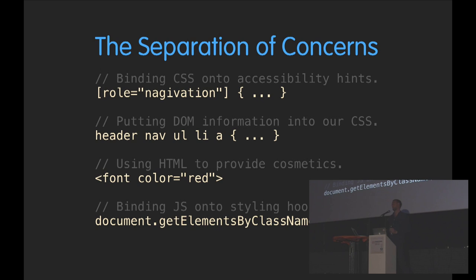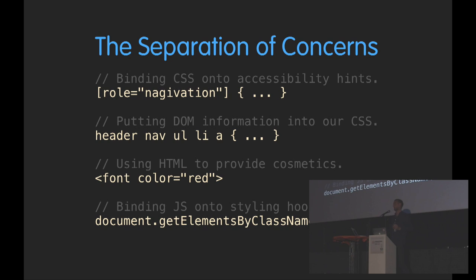The second one, putting DOM information into our CSS, completely violates the separation of concerns. A lot of people argue that putting classes in your markup breaks the separation of concerns because you're putting style information in your HTML. To get around that, you have to write a selector like this, which just puts all your HTML information into your style sheet. So this also breaks the separation of concerns. I cannot refactor my HTML without having to also worry about the CSS now. I've kind of muddied the waters, and I have to be concerned about two things.